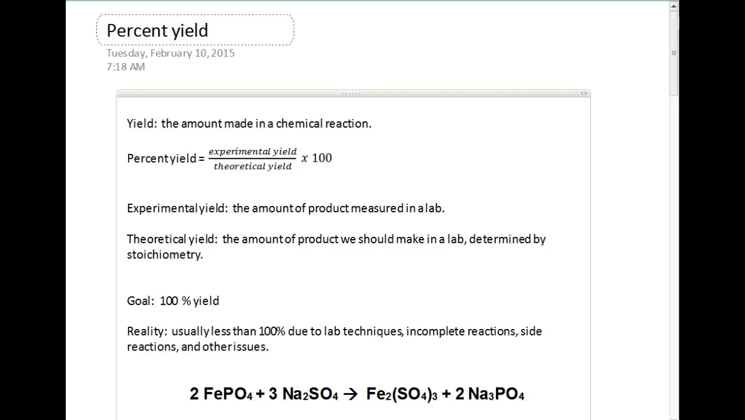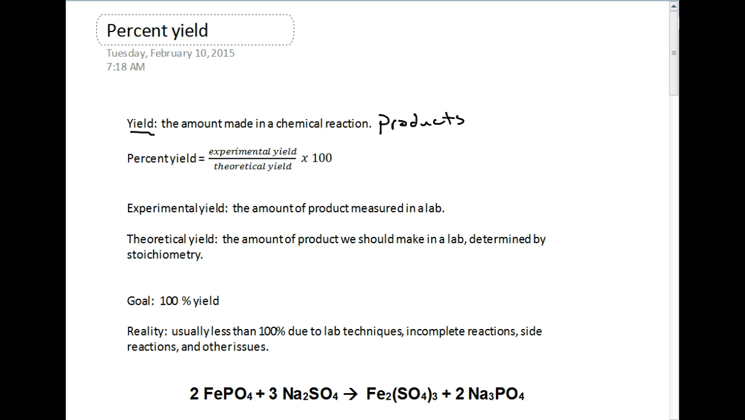Okay, today's topic is all about what we call percent yield. And percent yield, let's talk about first what is yield in a chemical reaction. Basically what we're saying for yield is going to be the amount made in a chemical reaction. So we're looking at the products, everything that's on the right-hand side of the arrow, the products, the amount made.